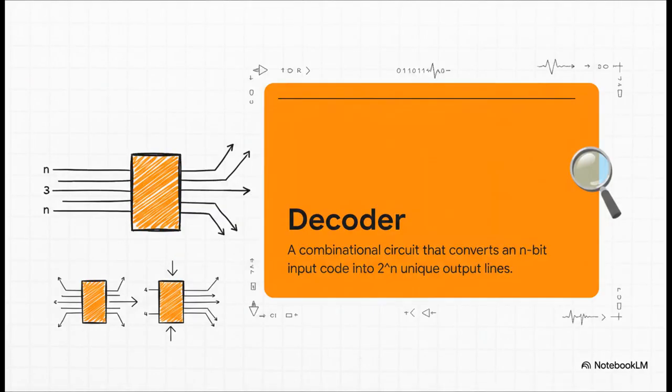Okay, so here's the official textbook definition. A decoder is a circuit that takes a small number of inputs, we'll call it n, and it uses that code to manage a way bigger number of outputs, specifically 2 to the power of n. So get this, a tiny 3-bit input can control 8 separate outputs, and a 4-bit input can control 16. It scales up really fast.